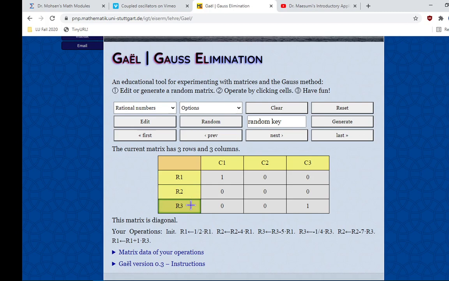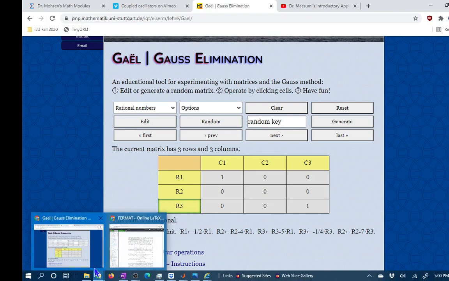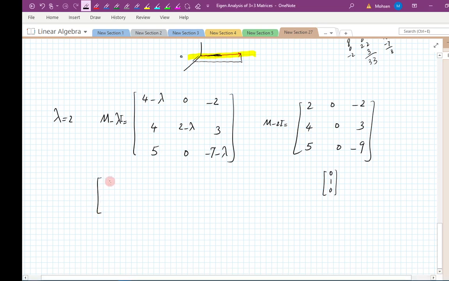For some reason the software is not flipping the rows, but it doesn't matter. We just go ahead and do that ourselves. So I did... where were we? Okay, sorry. So you have to solve the following, just like the other one: [2 0 minus 2; 4 0 3; 5 0 minus 9] times [x y z] is equal to 0.